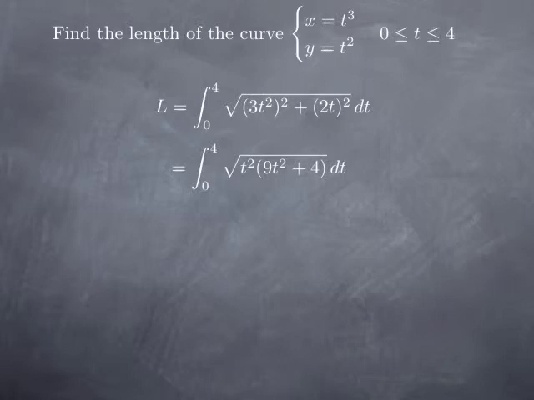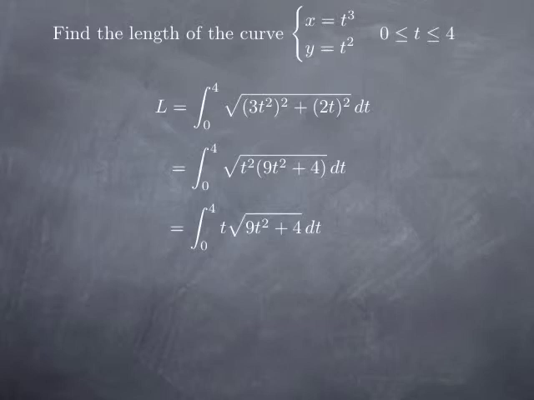So now I have the square root of t squared multiplied by something. I can pull out this t squared and I get square root of t squared, which is absolute value of t. But since I'm on an interval for t where t is positive, I get just t. So we get the integral from 0 to 4 of t multiplied by the square root of 9t squared plus 4.